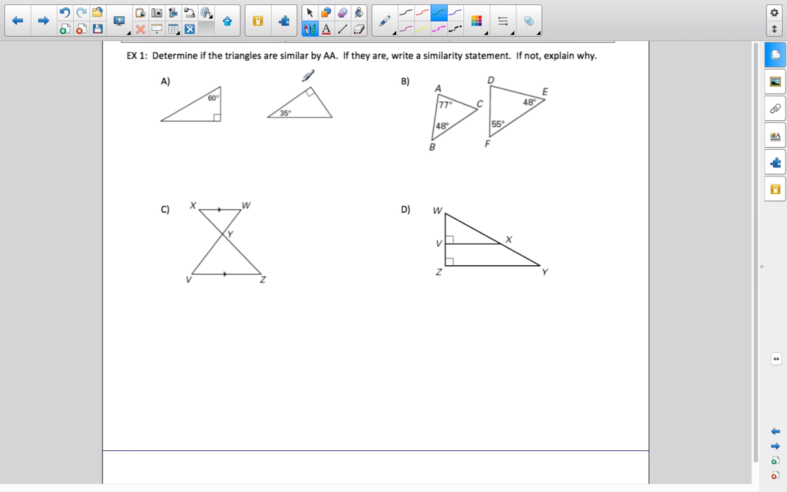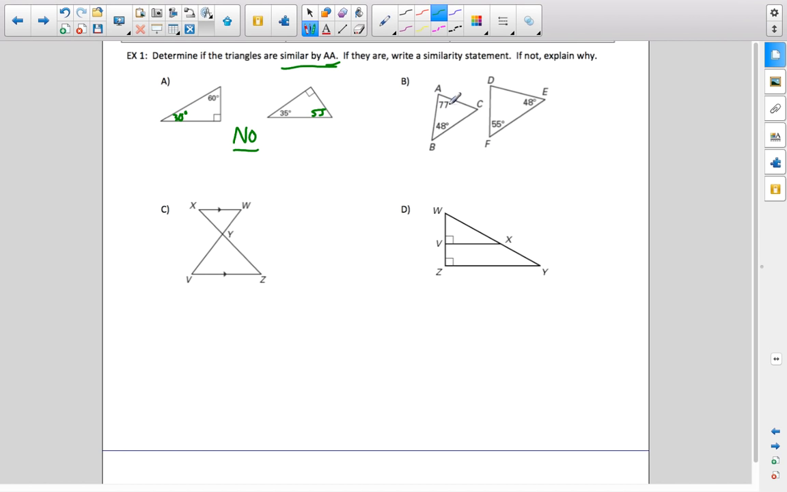Now, I'm checking to see if the triangles are similar by AA. Do they have two angles the same? 90 and 60. Let's see, that adds to 150, so this angle over here is 30 degrees. Does that look like the same as this triangle? 90, 35, and this would have to be 55. So the answer is no. I do not have two angles congruent.